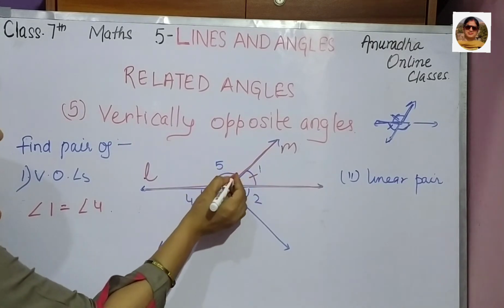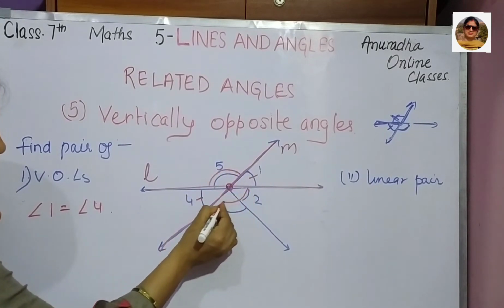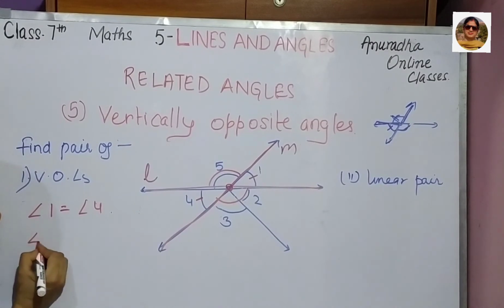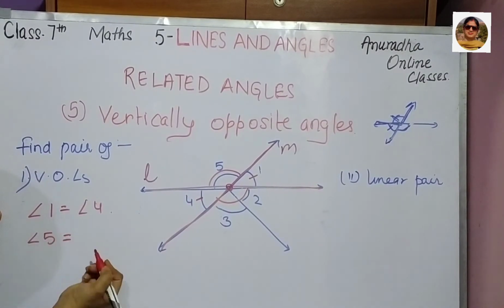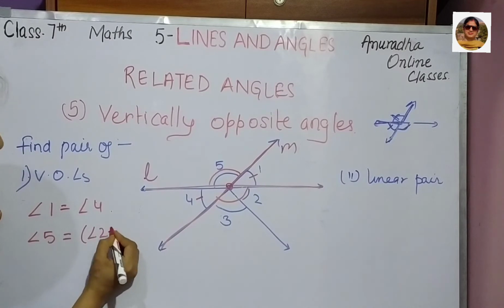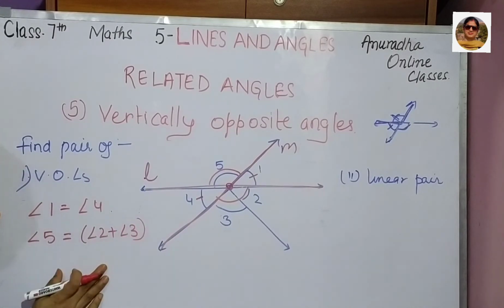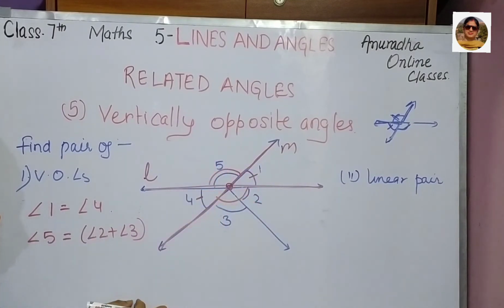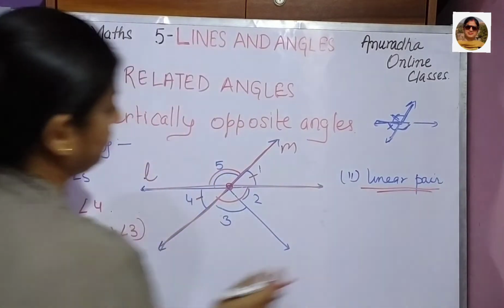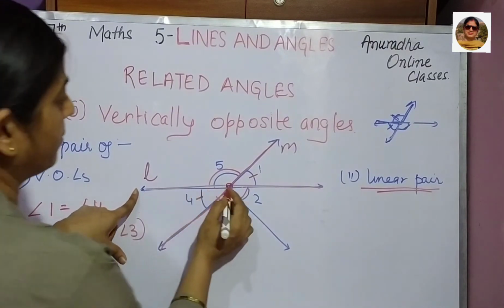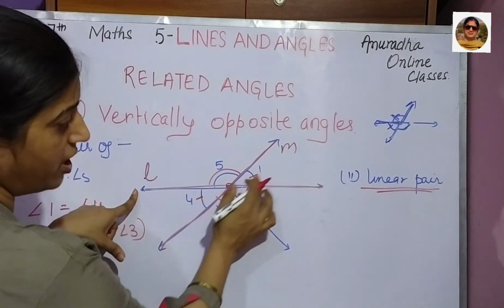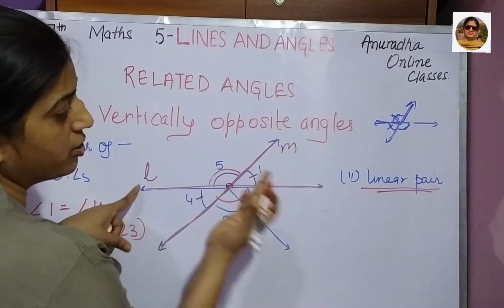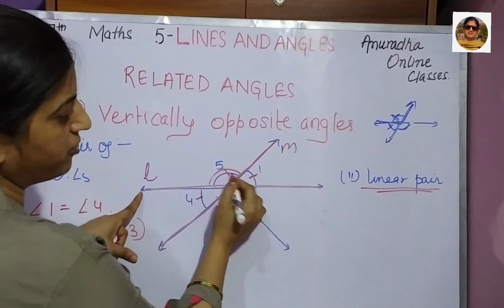This one and what? This and complete this means angle 5 equals to angle 2 plus angle 3. You have to write like this. So these are the two pairs of vertically opposite angle. Now come at linear pair. Now tell me linear pair. Linear pair means one common arm and two adjacent angle whose sum is what? 180 degree. Simple. 1 and 5.